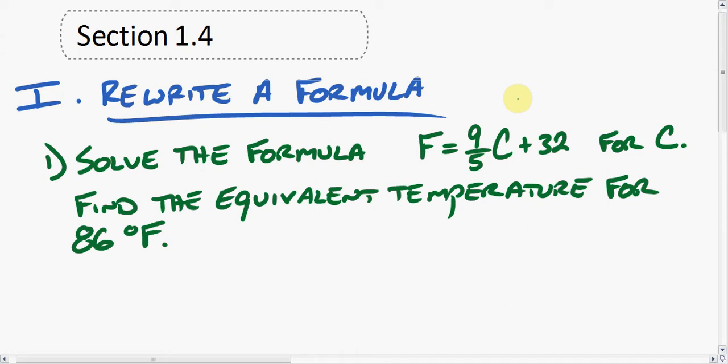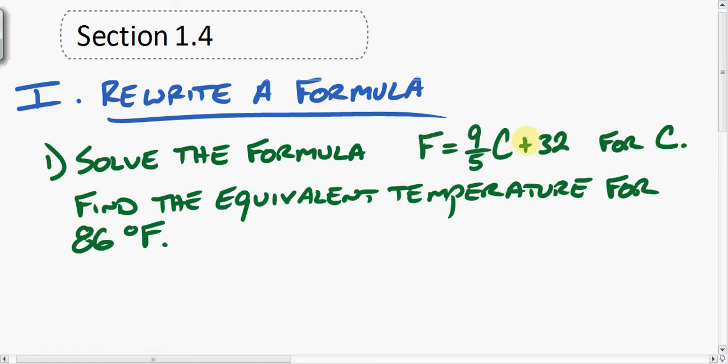This is section 1.4, part 1, where we are going to look at rewriting formulas. When you rewrite a formula, all you're essentially doing is moving terms from one side of the equation to the other. In this problem, it says solve the formula F equals 9/5 C plus 32 for C. This is the formula for Fahrenheit. F stands for Fahrenheit, C stands for Celsius.